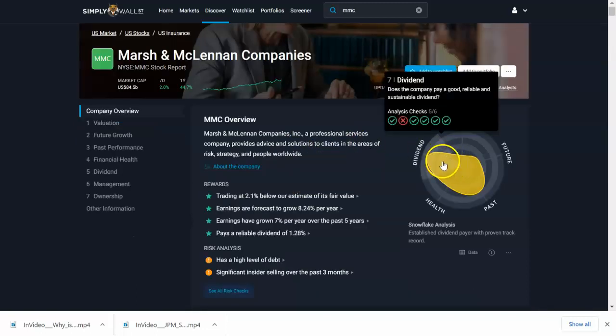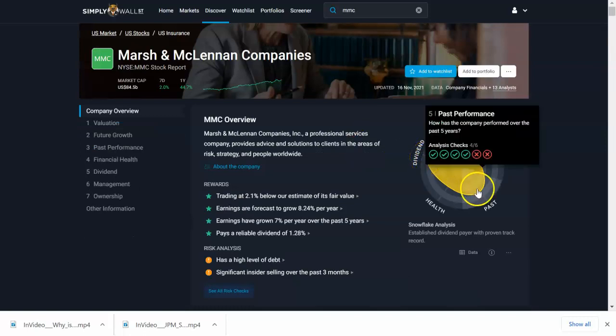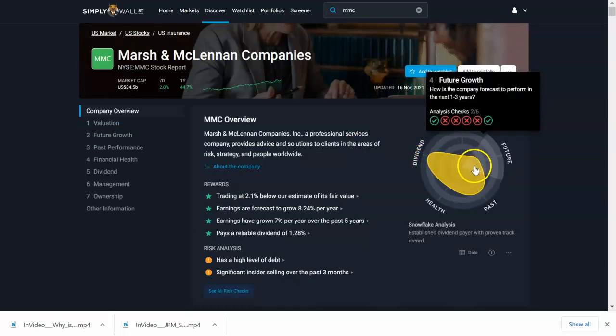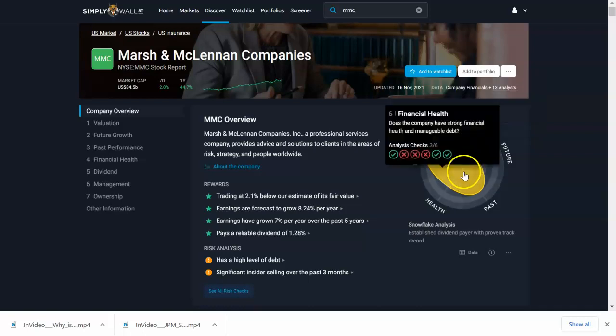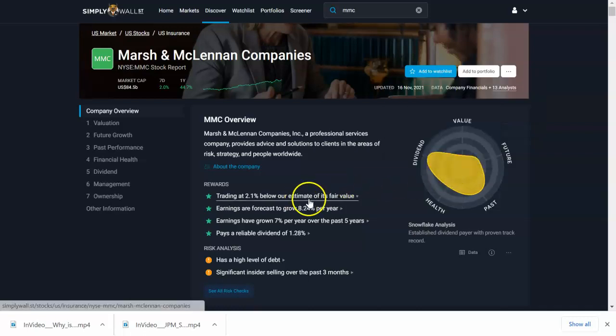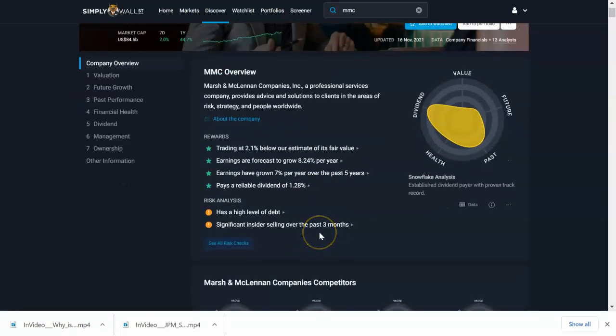It's Snowflake. It does pay a dividend. It had some past growth. Future's looking okay, according to the Snowflake, but we wish the Snowflake would be a little greener. It's trading below, but it's not much below the fair value. Earnings growth is 8%, 7% year over year for the last 5 years, and paid the dividend only 1.28. None of that is too terrific. That dividend, maybe Warren Buffett looking for a bigger dividend.